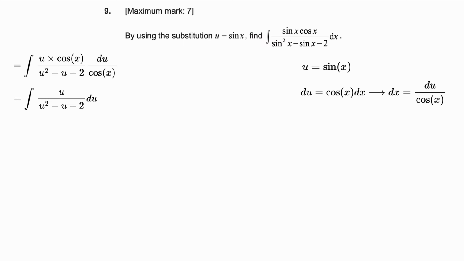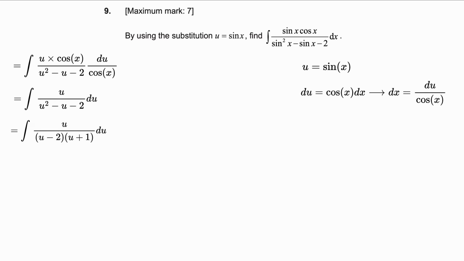And the next step that I'm going to do is that since we have a quadratic over here, we can actually factorize it as a product of two linear factors, so that we can later on apply a method called partial fractions, which I will explain later. So in order for us to factorize this, we need to find two numbers that multiply to -2, and those same two numbers need to add up to -1. So in this case, that's just -2 and +1. So we get this over here, u over u minus 2 times u plus 1.